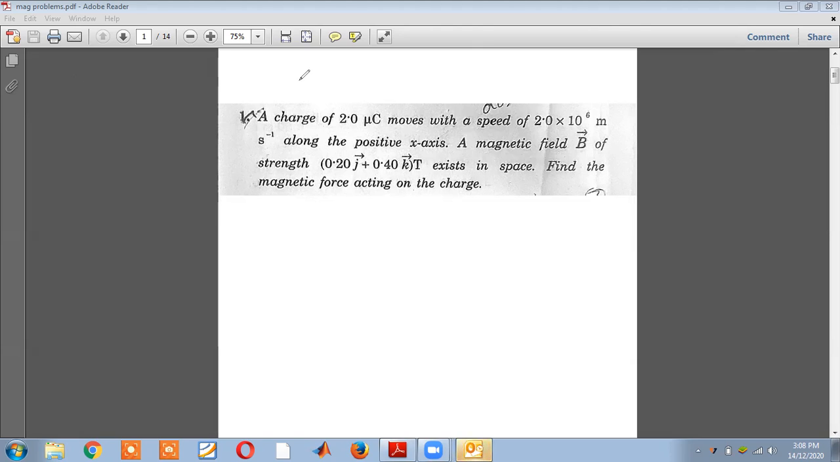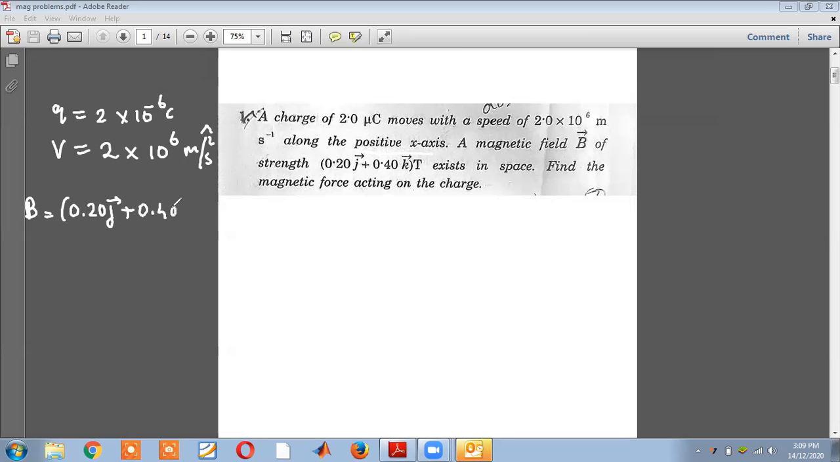Let us write what data is given here. The charge is 2 × 10^-6 coulomb, and the speed is 2 × 10^6 meter per second. That too, it is moving in the positive x-axis, so let me write the direction as well: it is the i-cap direction. And the magnetic field is given as 0.20 j vector plus 0.40 k vector Tesla. So you have to find the magnetic force.